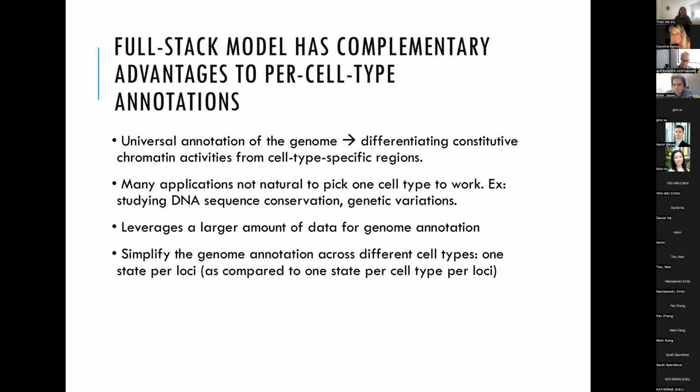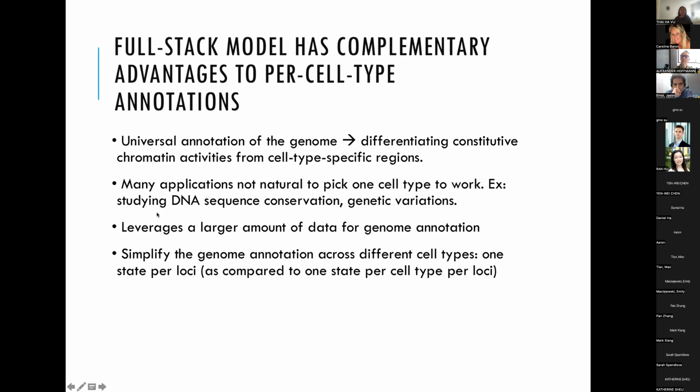The first reason is that the annotation we get from the stacked modeling approach is universal, meaning it's shared across all the cell types, and therefore it can help us differentiate constitutive chromatin activities from the more cell type specific regions. The second reason is that for many applications of the genome, if we want to study the chromatin state context of different regions of the genome, it may not be natural to pick one particular cell type to work with. Examples of such cases would be when we want to study DNA sequence conservation or genetic variation. In such cases, the universal stacked modeling annotation can be a better alternative.